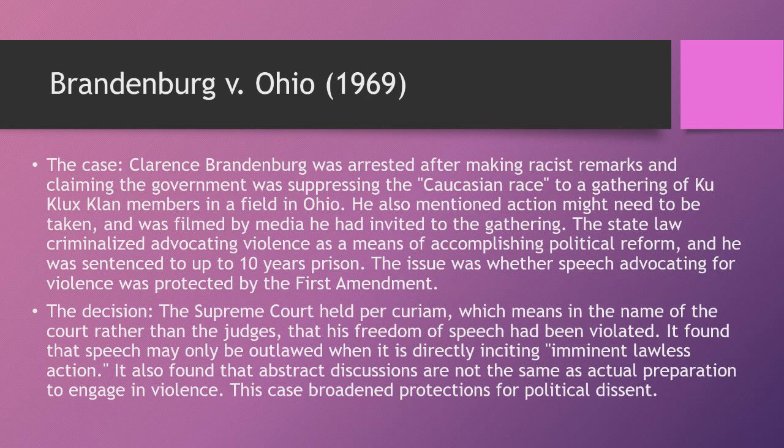Brandenburg v. Ohio, 1969. Clarence Brandenburg was arrested after making racist remarks and claiming that the government was suppressing the Caucasian race, at a gathering of Ku Klux Klan members in a field in Ohio. He mentioned that action might need to be taken, and he was filmed by the media that he had invited to the gathering. So he said it might need to be taken, and he was filmed saying it.